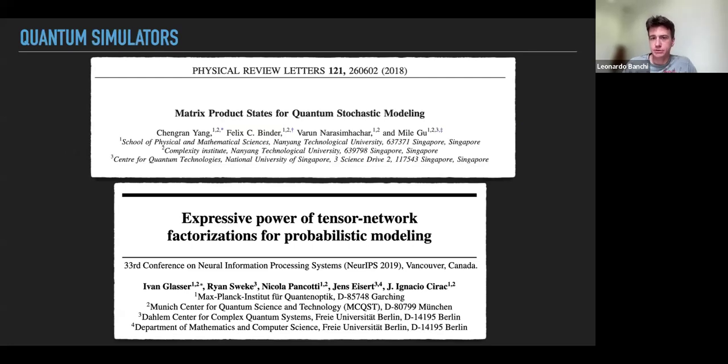Okay, so now let me jump to the quantum part. The point is that you can also use quantum simulators for doing the same thing. So rather than just a completely classical hidden Markov model, you can also use quantum techniques for simulating temporal stochastic processes. And there are many papers doing this. The ones that I'm more familiar with are many papers by Mile's group in Singapore, and also a related paper by Cirac and Eisert's group, which discussed a similar technique.